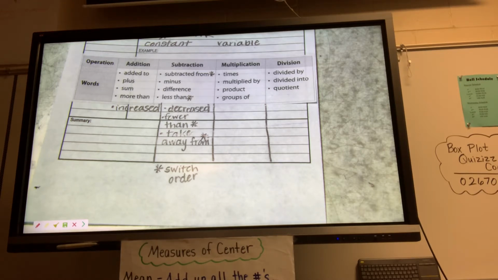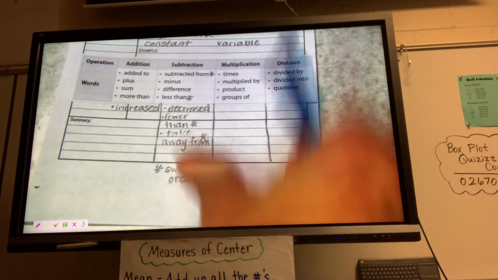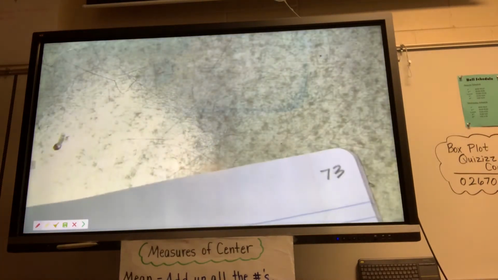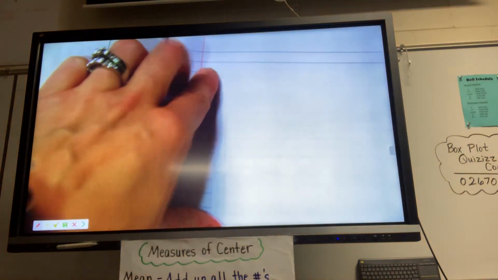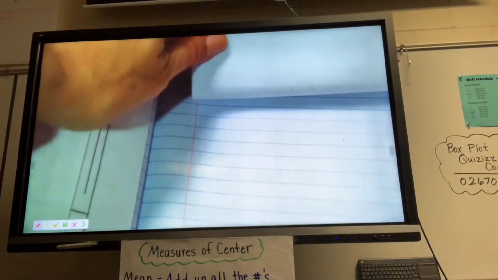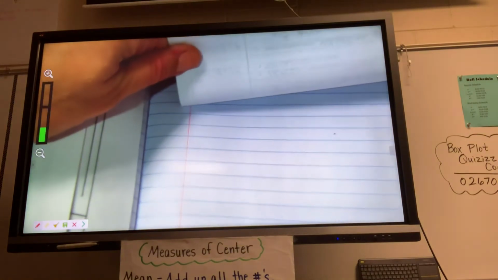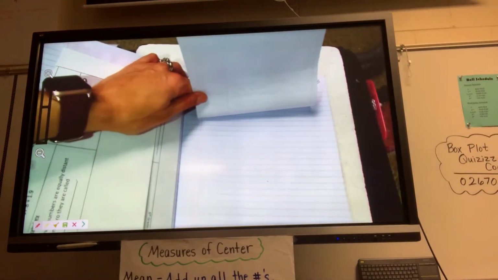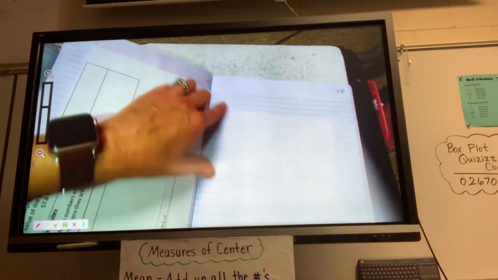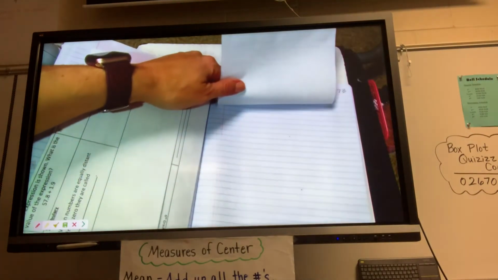So currently in our notebook, we need to glue this because we're going to add some examples underneath it. So again, we're still just gluing the top section up here, but on 73, you're only going to glue the top section because we're going to lift it up and write on this notebook paper here. So again, we're only gluing the top little piece up here so that we can flip this up and write on the notebook paper.